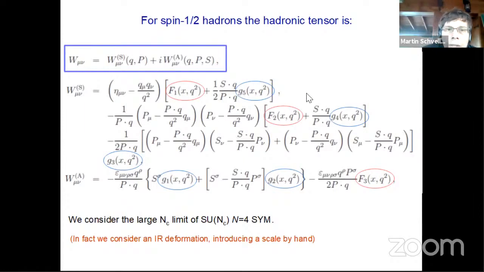These functions are scalar functions which contain all the information about the structure of the hadrons, and they are functions of the Bjorken parameter and the momentum transfer q mu of the virtual photon that probes the structure of the hadron.